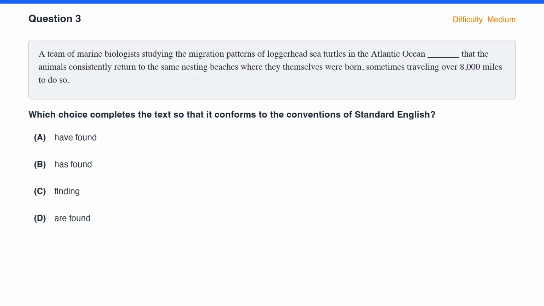Plural present perfect. Team can take a plural verb in American English when the members act individually. And present perfect fits a research finding being reported. B says has found. Singular present perfect, grammatically valid with team, but the SAT is testing whether you can find the subject through the noise, not trip over ocean. C says finding. That's a participle, not a finite verb. A team, finding that, is a fragment. Remember the participle trap. Ing words aren't complete verbs. D says are found, passive voice, the team is found. That reverses the meaning entirely. The team is doing the finding.